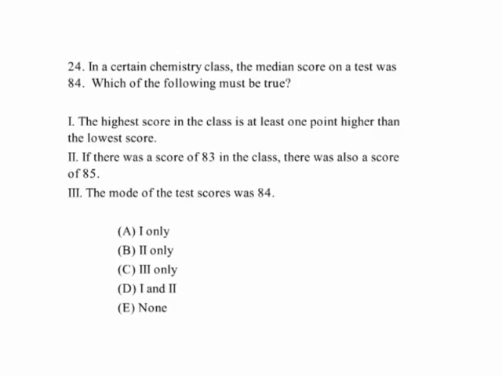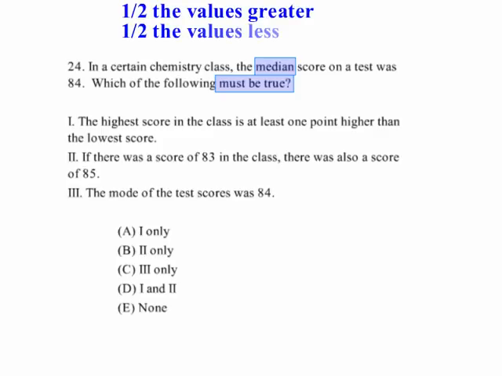Here we have a median question where we want to know, in a certain chemistry class, if the median score was 84, which of the following must be true? It absolutely has to be true. Remember, with the median, half the values are above it and half the values are below it. So in this case, looking at our answer choices, the highest score in the class is at least 1 point higher than the lowest score. No, that's not necessarily true.